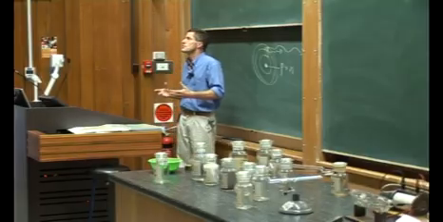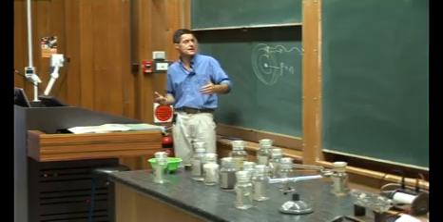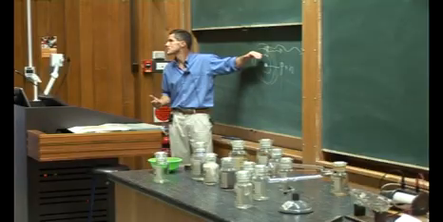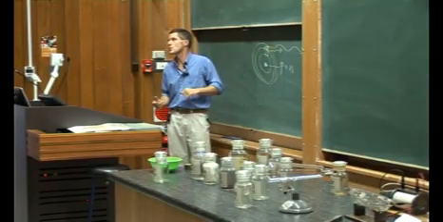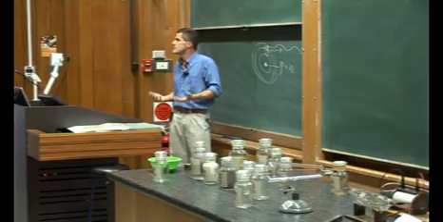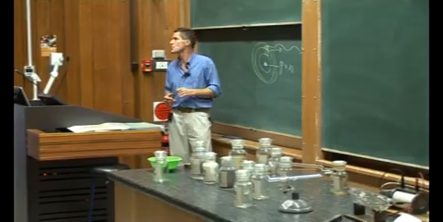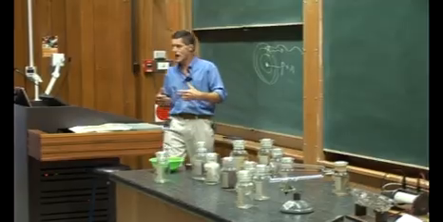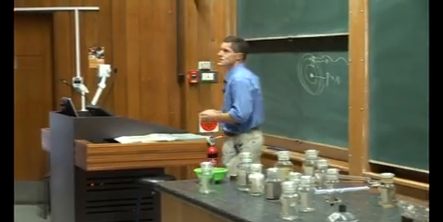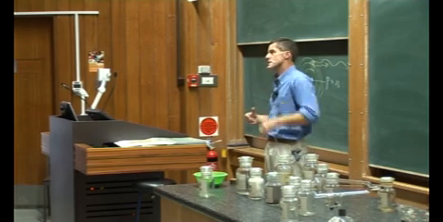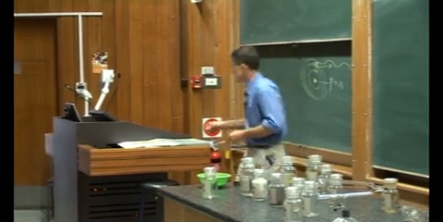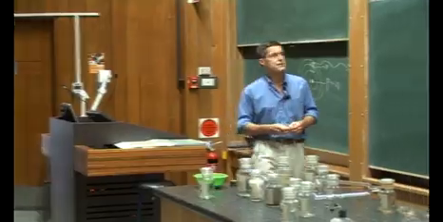No two elements have the same series of filled and unfilled electron orbits, or the same number of electrons associated with them. So each element has a unique set of lines associated with it. Well, let's see how this works in practice and how we can relate it to the periodic table.